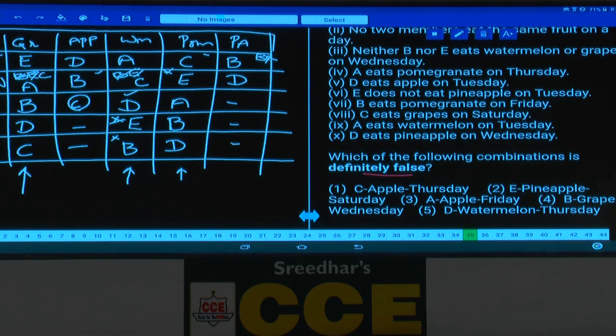Next one, E, pineapple Saturday. Tell me, can E be here or not? Yes, either E or A will be here. Isn't it? As A or E is here, hence E, pineapple on Saturday, there is a possibility. And A, apple Friday. Yes, there is a possibility for A here as well. Next one, B, grapes Wednesday. That is definitely false, because on Wednesday, B eats apple but not grapes. Hence, choice 4 is the answer. Done with this one?